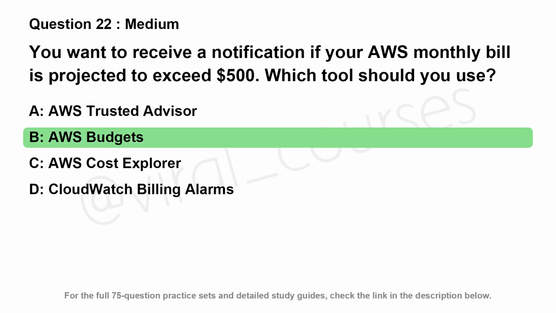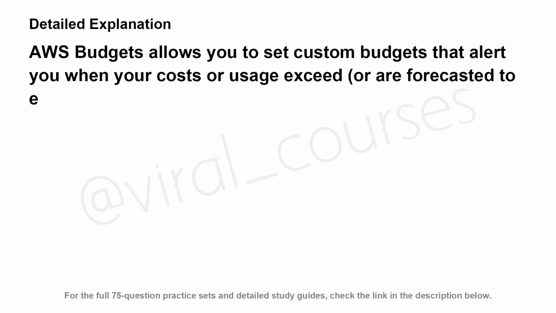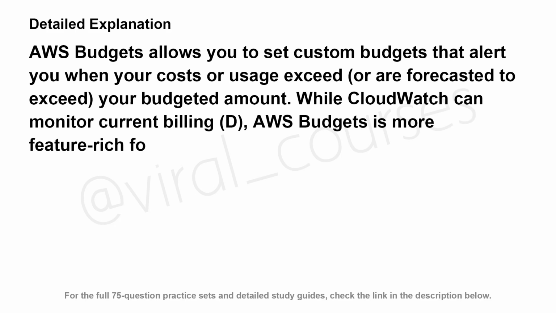The correct answer is B. AWS Budgets allows you to set custom budgets that alert you when your costs or usage exceed, or are forecasted to exceed, your budgeted amount, while CloudWatch can monitor current billing. D. AWS Budgets is more feature-rich for forecasting and management.